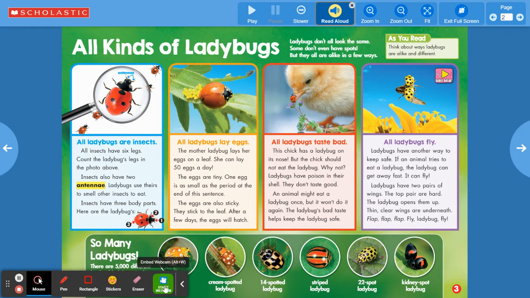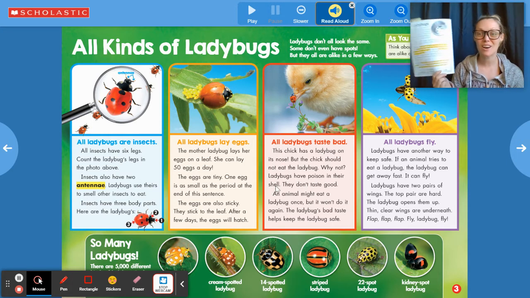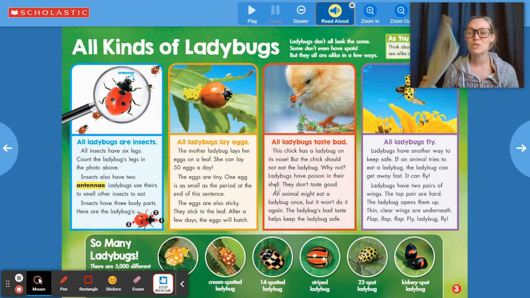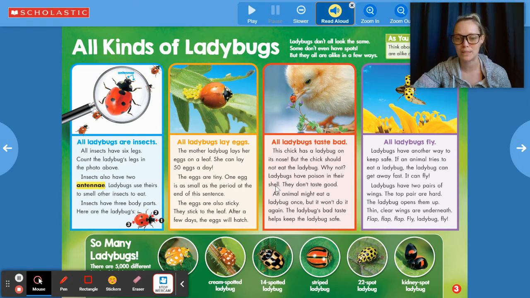So that was something else that was new that we didn't know. We did not learn that ladybugs have poison in their shell. It did not talk about poison in this article. So if you want to write that down as an interesting fact about ladybugs, you can. You can draw a picture and maybe label it with poison. So animals might eat it once, but they won't eat it again because they learn quickly. Blah, we don't want that. It's poison. So go ahead and press pause now if you want to write down that interesting fact. And we'll keep reading.